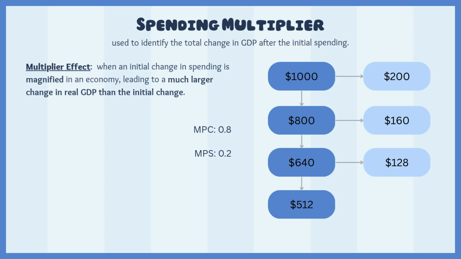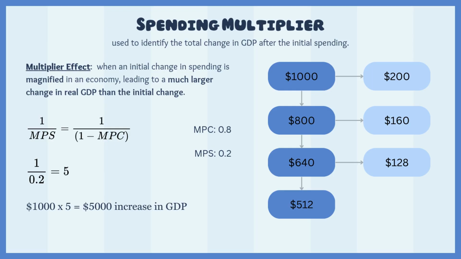It's used to identify the total change in GDP we will see after the initial spending. The formula for this is 1 divided by the marginal propensity to save, or 1 divided by 1 minus the marginal propensity to consume. 1 divided by 0.2 gives us a spending multiplier of 5. So if we multiply the spending multiplier by the initial change of $1,000, we can figure out that there would be a maximum $5,000 increase in GDP from the initial $1,000 increase in spending. The multiplier works the same in reverse. A $1,000 decrease in investment would decrease GDP by a maximum of $5,000.